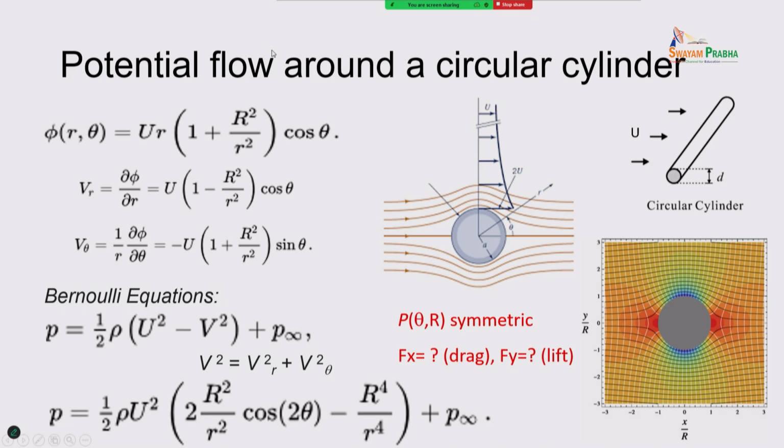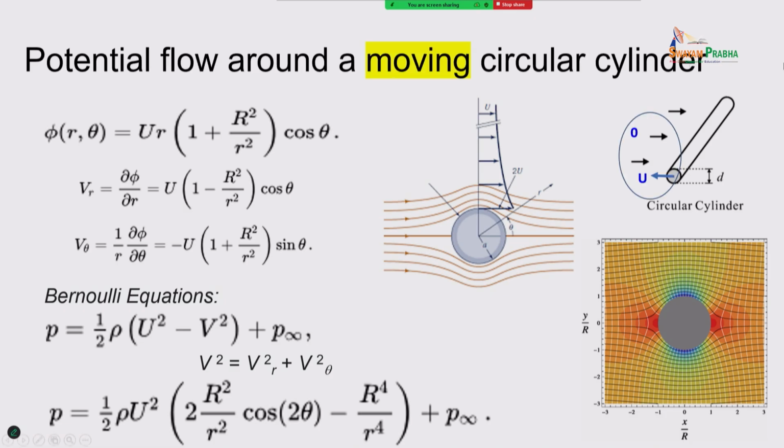Okay. And another thing is now we have zero velocity, but your cylinder is moving, right? You have a tank, and you may have a carriage moving the cylinder in still water. So for this type of system, now what does it look like?